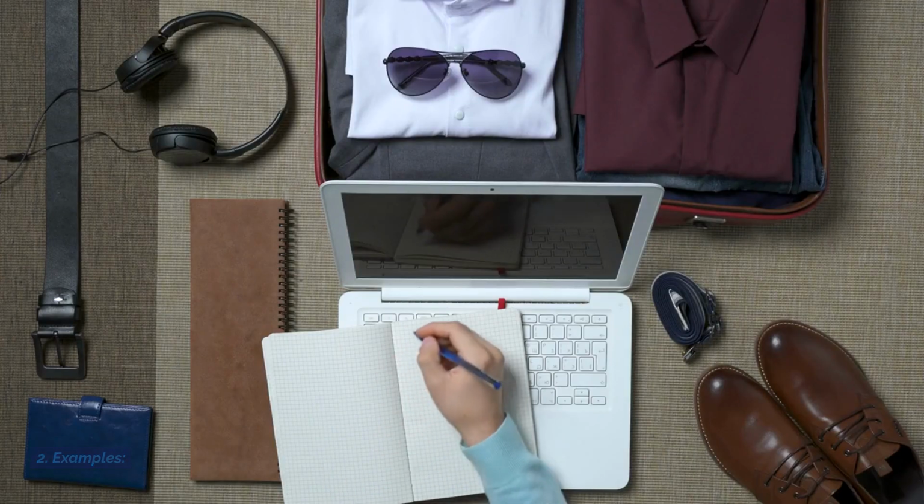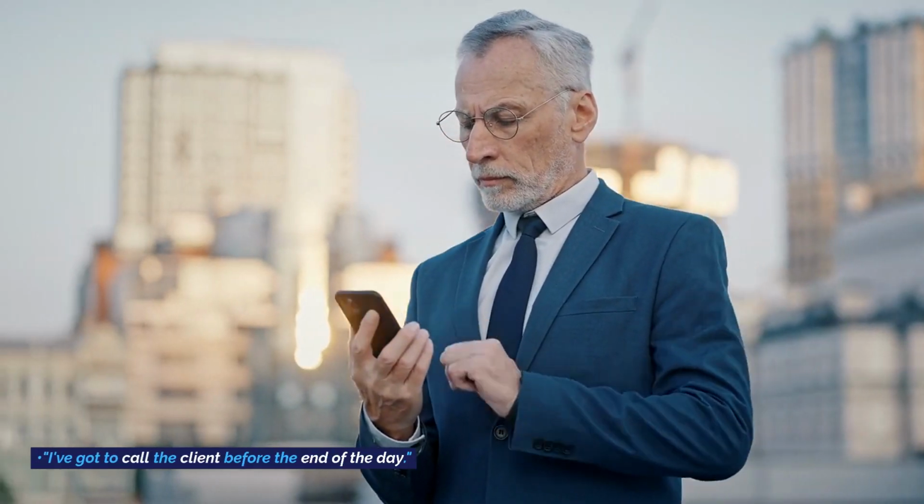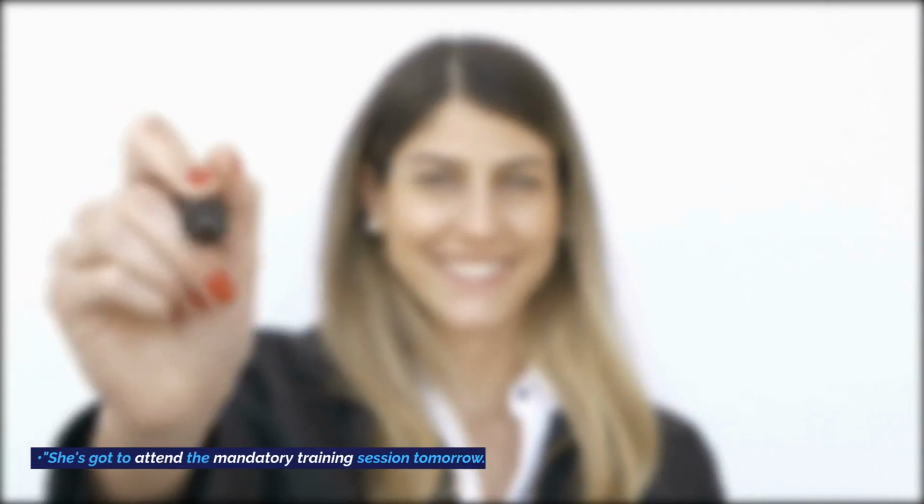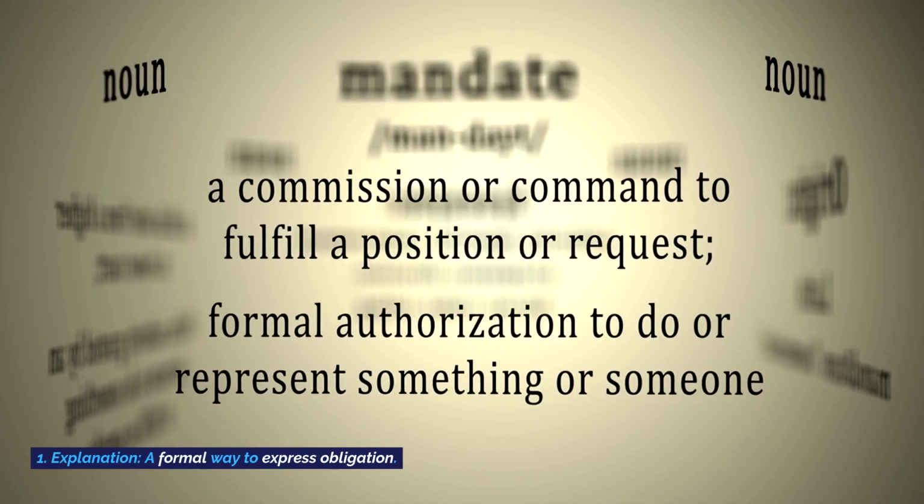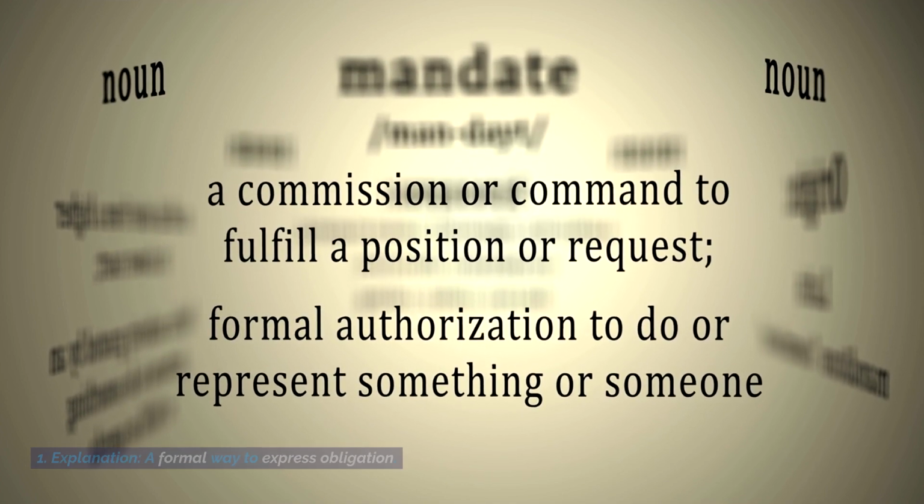2. Examples. I've got to call the client before the end of the day. We've got to finish this project by Friday. She's got to attend the mandatory training session tomorrow. It is necessary that. 1. Explanation. A formal way to express obligation.